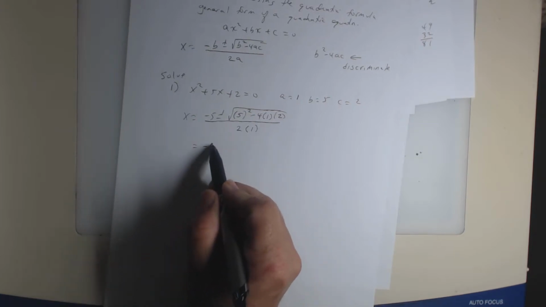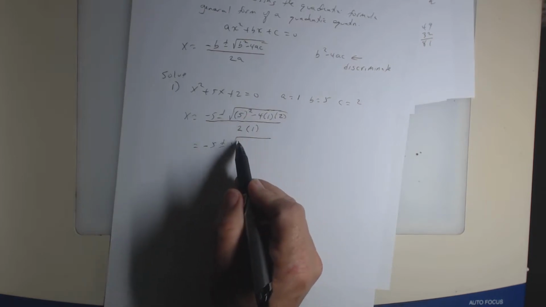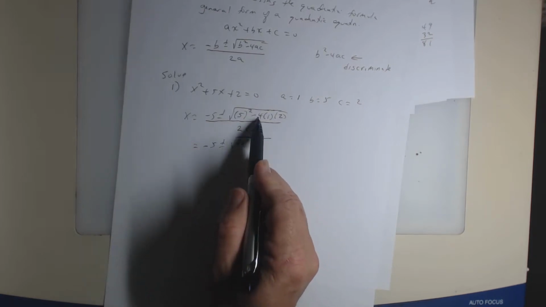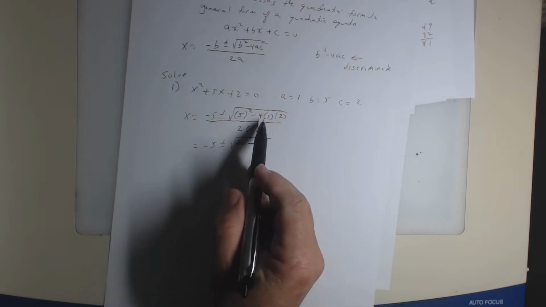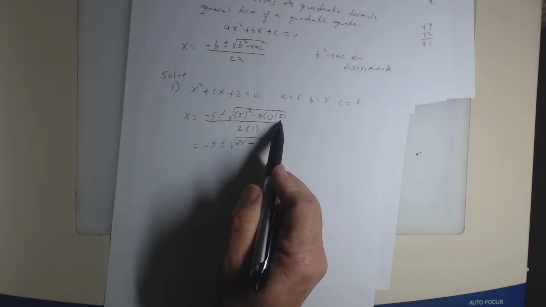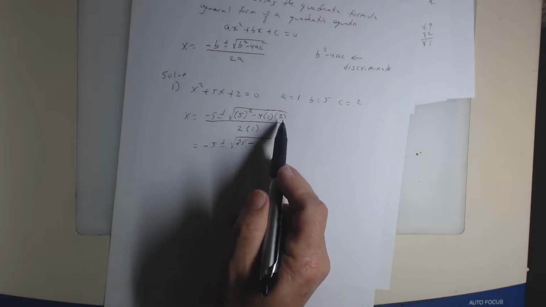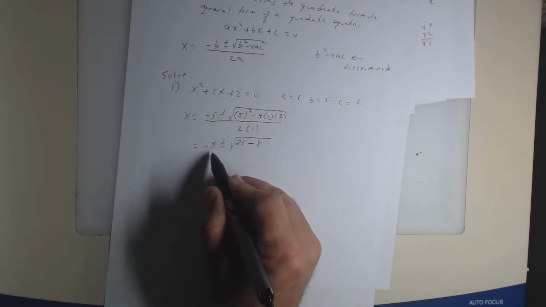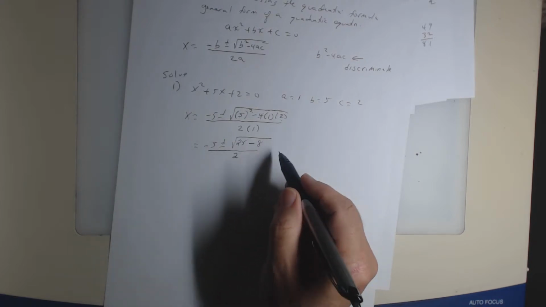So I have negative 5 plus or minus the square root of, what's 5 squared? What's a negative times a positive times a positive? A negative, right? A negative times a positive is a negative. Okay. So it'll be 25 minus, and what's 4 times 1 times 2? 8. All over what? 2 times 1 is 2.